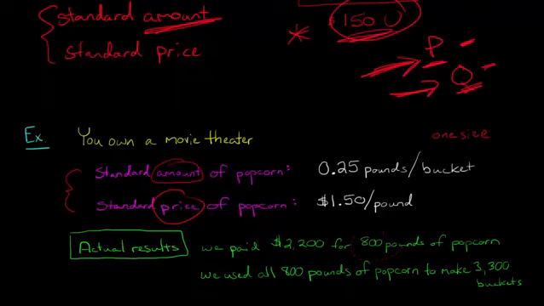Now we used all 800 pounds. There's nothing left over. We used all 800 pounds, and ultimately we were able to make 3,300 buckets of popcorn with that. And now we've got the actual results and we've got the standards. So now we have something that we can compare.